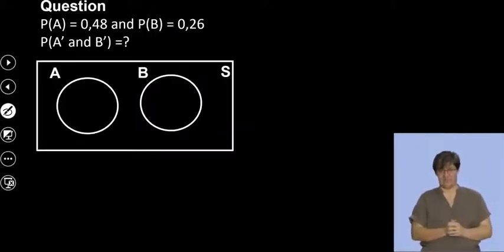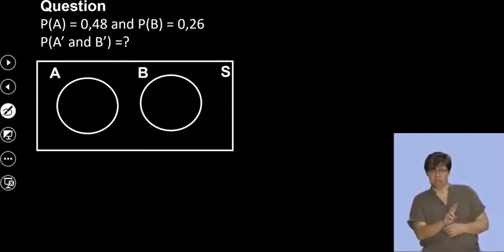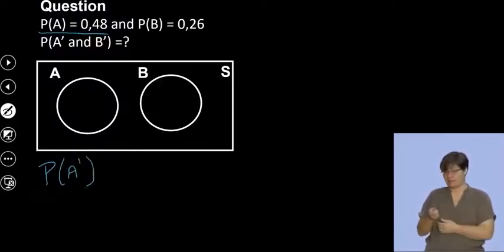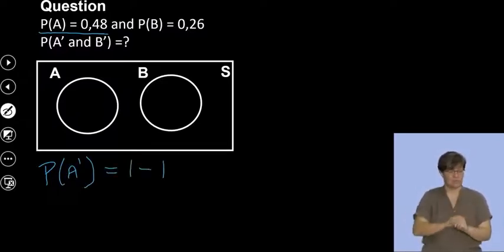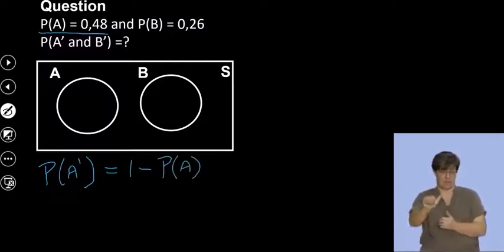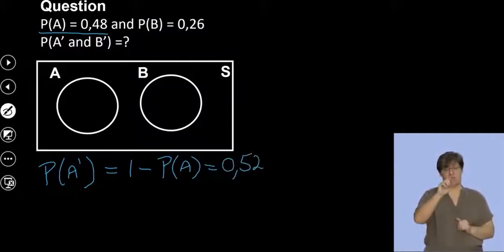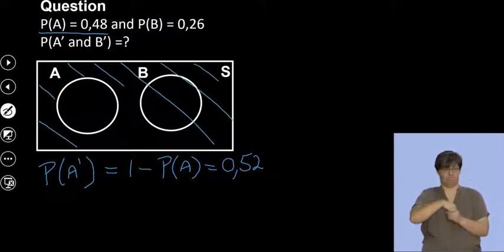The way I start this problem is to say, if I'm looking at the probability of A as being given, why don't I find out what the probability of the complement is? And remember, the probability of the complement is 1 minus the probability of A. So we can see that the probability of not A is 0.52. And if I were to shade that, I would shade all the area that isn't in A, including B.